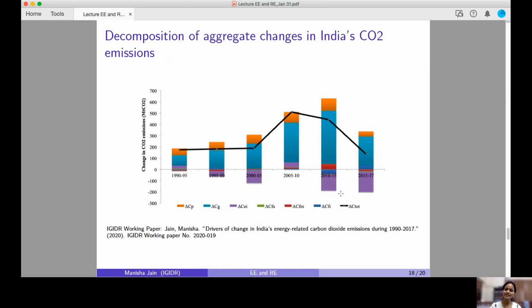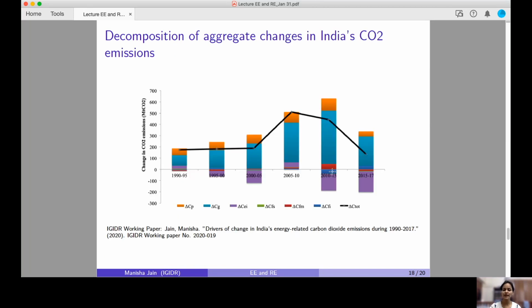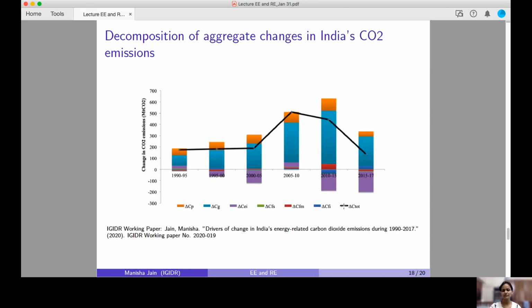Here we are seeing declines in energy intensity, and we are trying to see where this decline is coming from. Is it from improvement in technology or from change in economy structure? We see that economy structure is playing a role, and energy intensity is also playing a role in that decline. And for CO2 intensity, as we saw, your fuel mix and fuel intensity are not playing a significant role except in 2010 and 2000.